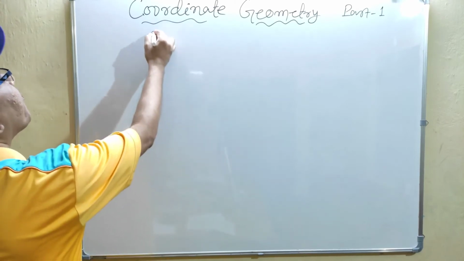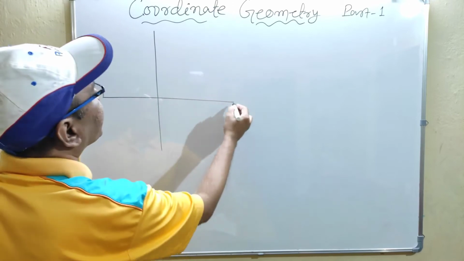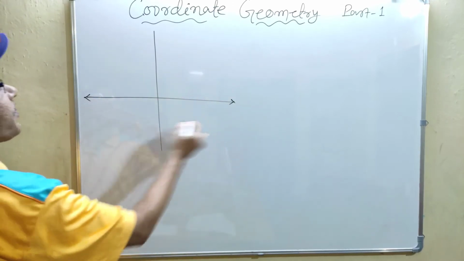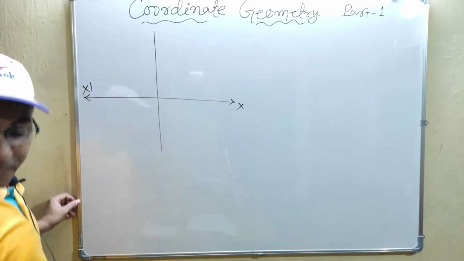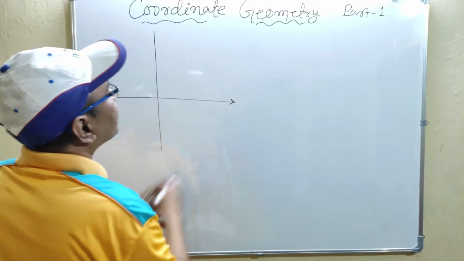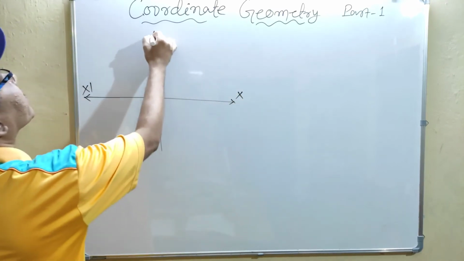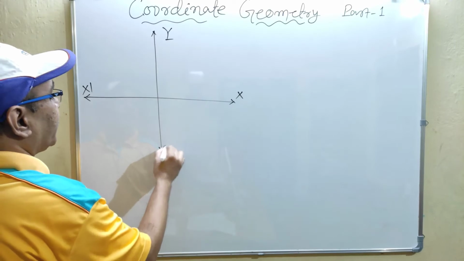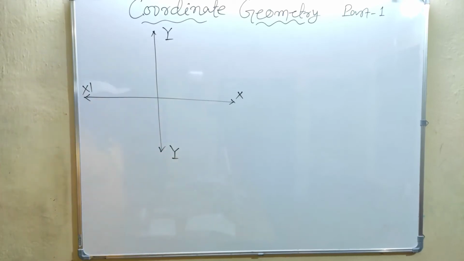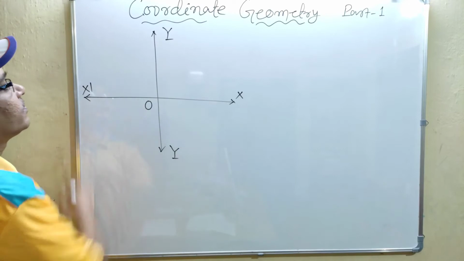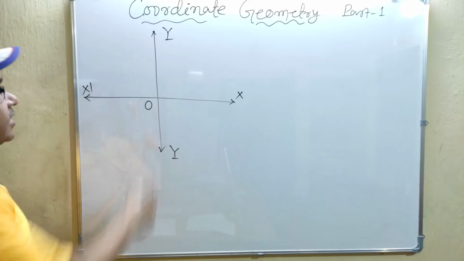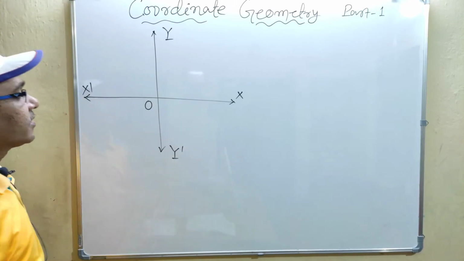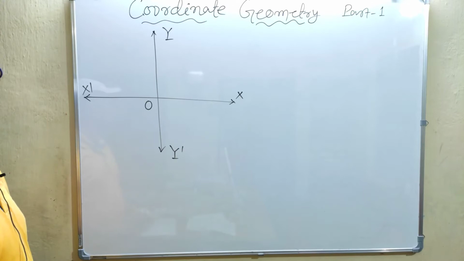Let x dash and y dash be 2 perpendicular lines meeting each other at point O. Then this x dash and y dash are called coordinate axis, or simply x axis and y axis respectively.